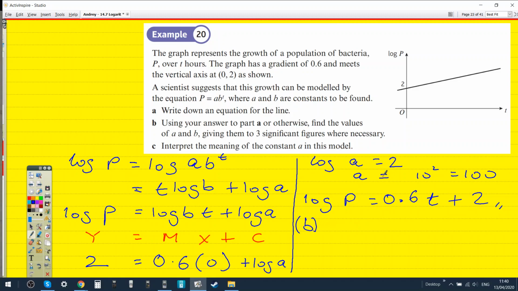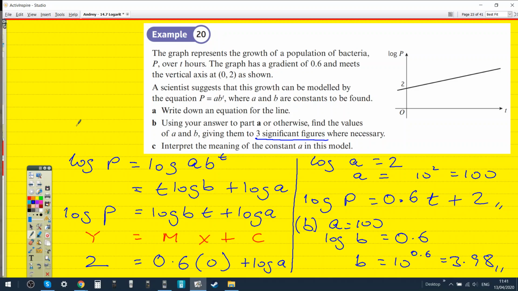So for part B, we said a is 100. Now we need to work out b. So log b is equal to 0.6. Yep. So could you just do 10 to the power of 0.6? So the answer would be 3.98. And part C.